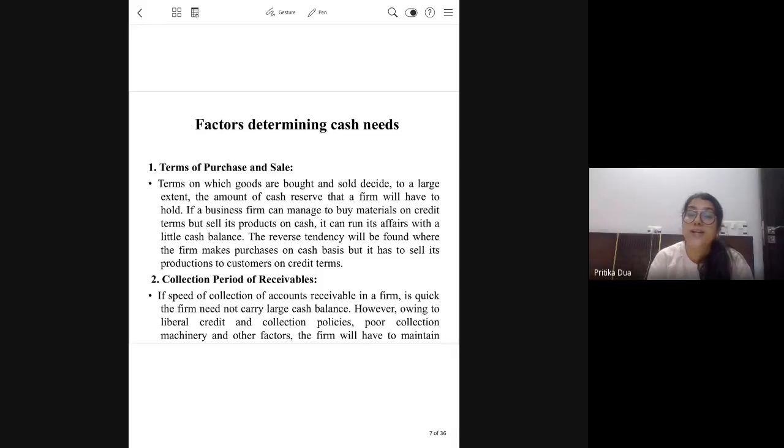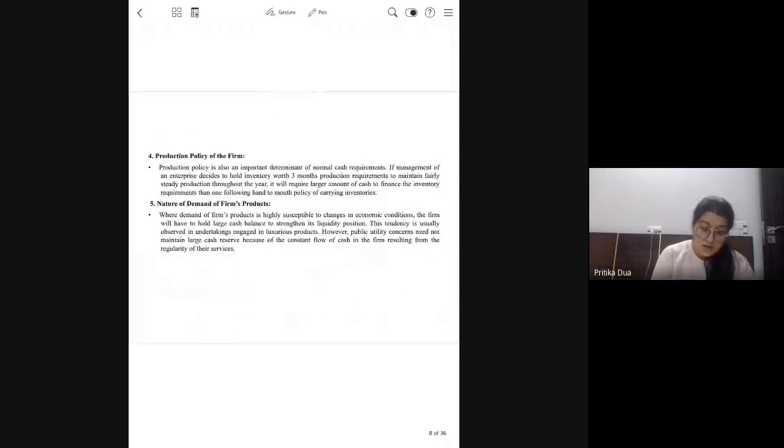But if your credit collection period is long, then your cash requirement is high. So which is given in the next point also, collection period of receivables, then production policy of the firm. Under this, how many months of inventory you are holding up as per your operational cycle. तो जितना ज्यादा इन्वेंट्री की रिक्वायरमेंट होगी उतना ज्यादा आपकी कैश रिक्वायरमेंट भी होगी.